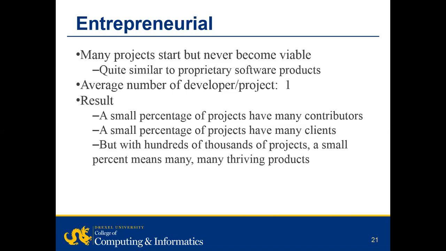Most open source projects that get started never attract a lot of users. They never attract a lot of developers. There have been studies done across thousands and thousands of open source projects. And what you find is that the average number of developers per project is 1. It's actually like 1.2 or something. Right? There are a small number of open source projects that have many contributors.